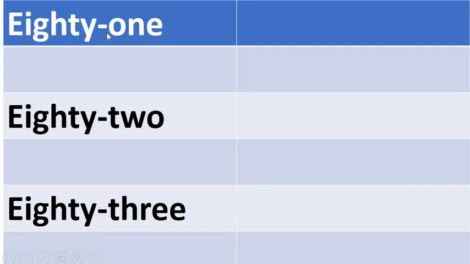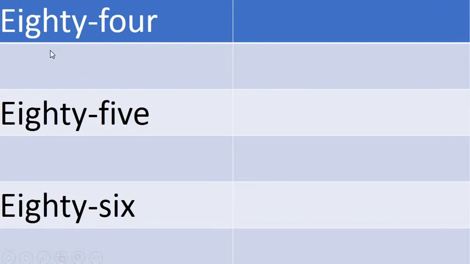Eighty, 80. One, 81. And how can we write 81? 81. Eighty, 80. Two, 2. This will form number 82. Eighty, 80. Three, 3. 83. Completed. Okay.